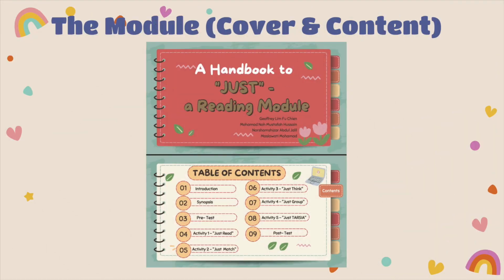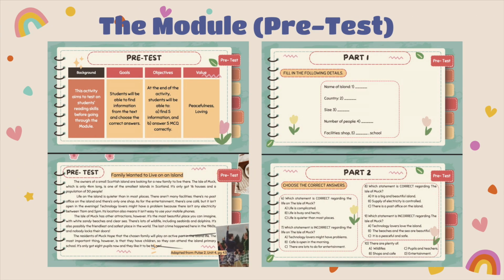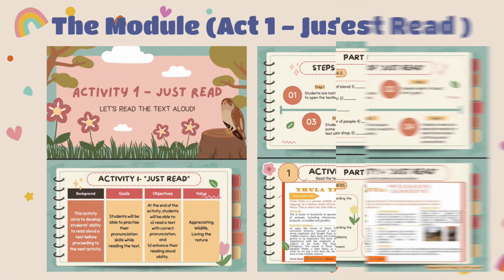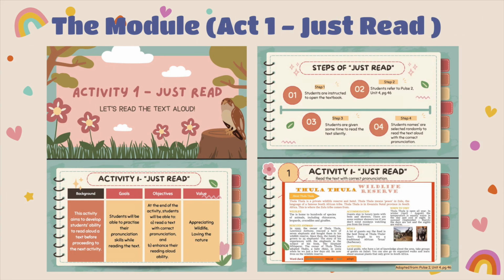Just a Reading module contains 44 pages and consists of a pre-test and 5 reading activities. Lastly, a post-test is also included in this module. Each activity is introduced with 4 elements such as the background, goals, objectives, and the value. This is the pre-test activity. In this activity, students will be able to find information from the text and choose the correct answers for 5 multiple-choice questions correctly.